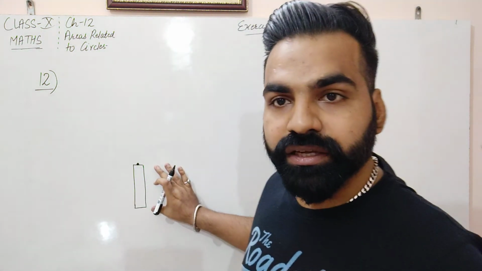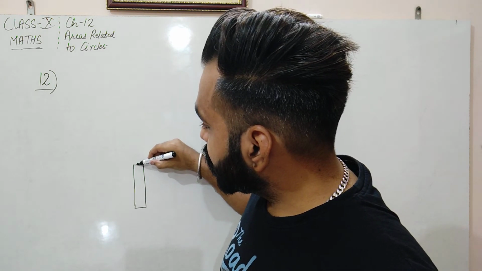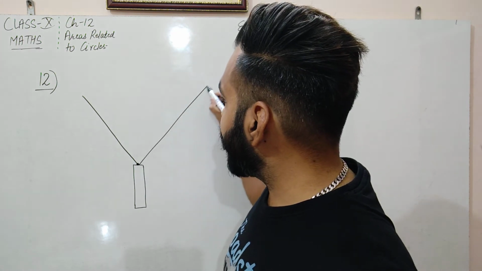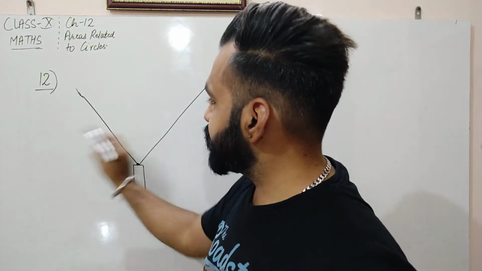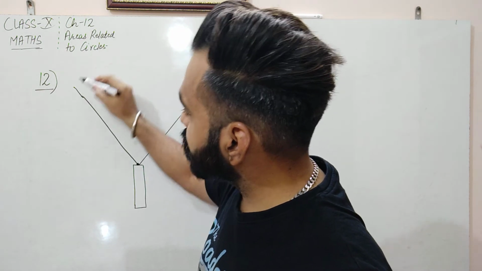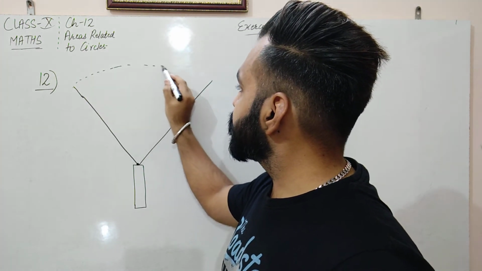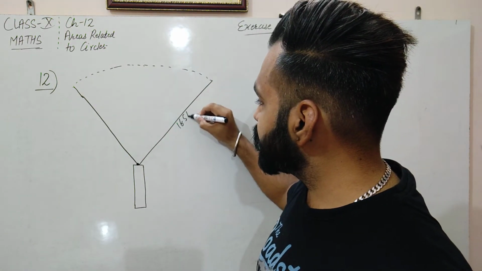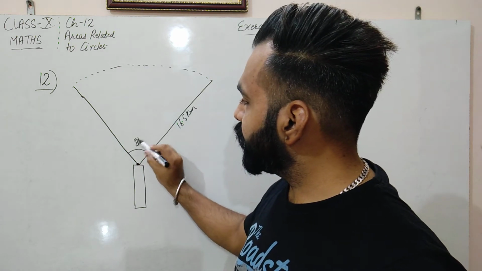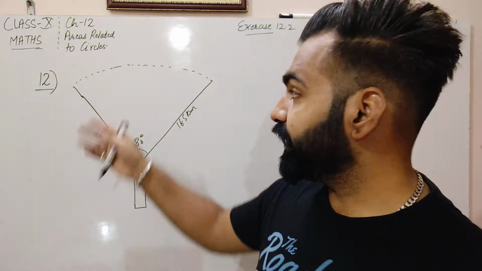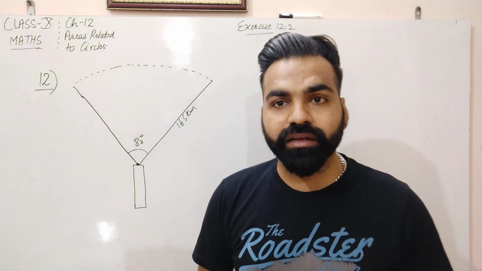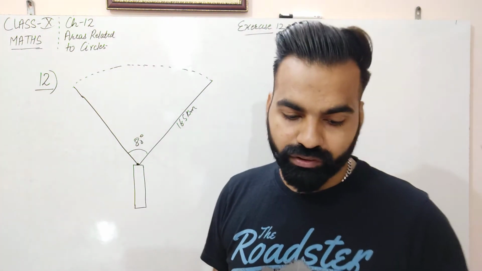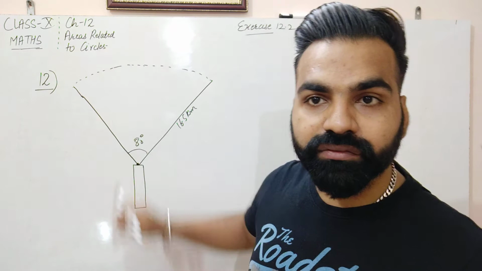So there is a lighthouse here, and from this point a light is emitted, and it forms an angle of 80 degree. There is a sea here, and to warn ships it sends a light in this way up to the range 16.5 kilometers, and the angle is 80 degree. So we can clearly see that this forms a sector here. So we have to find the area up to which the ships can be warned. Clear? So we need to find the area of the sector.